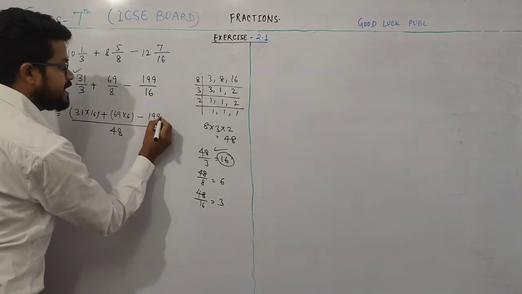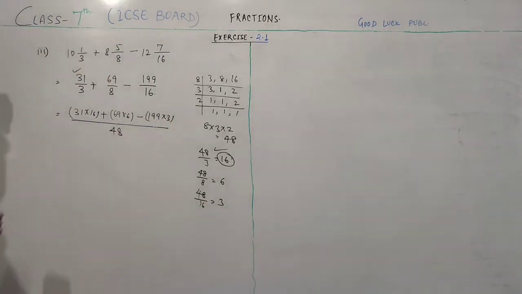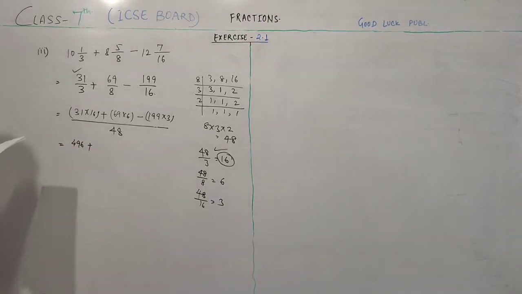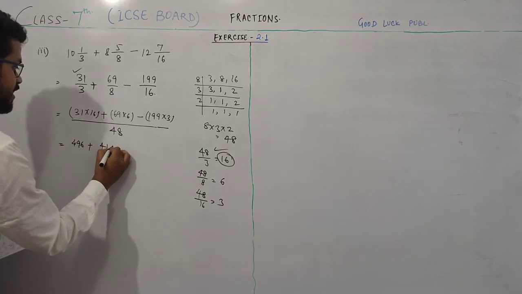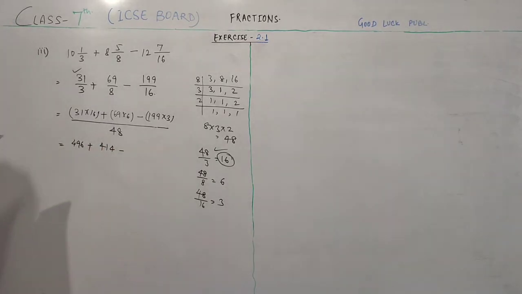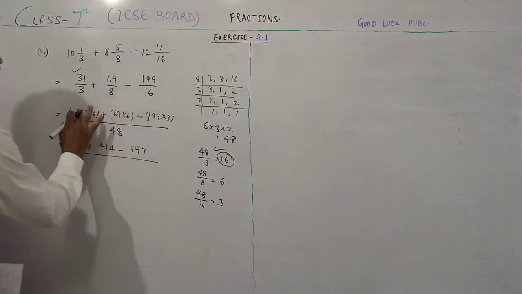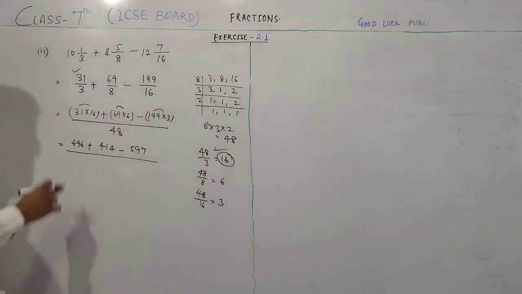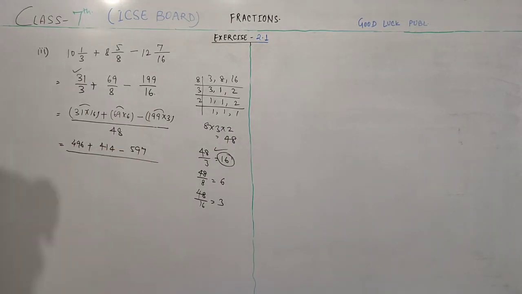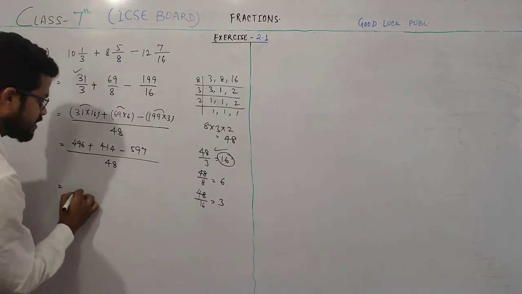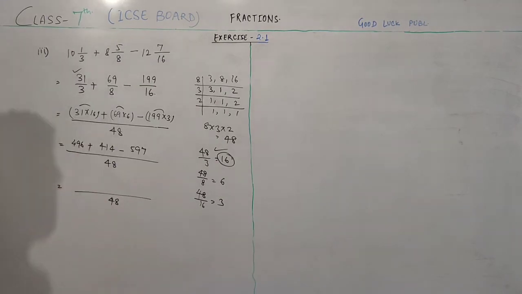So 199 into 3. Now multiply all this. 31 into 16 is 496 plus 69 into 6 is 414 minus 199 into 3 is 597. Okay, you have to multiply this and this. I write after multiplication, and this is 48 in the denominator. Now again I write 48.